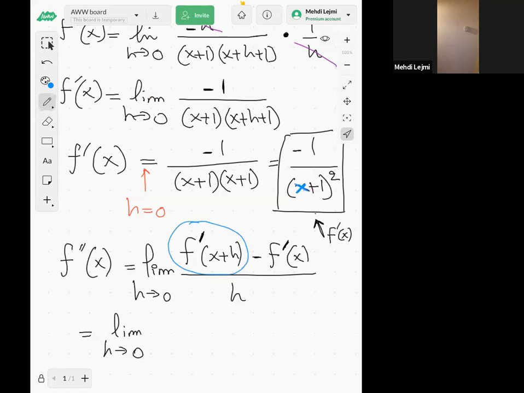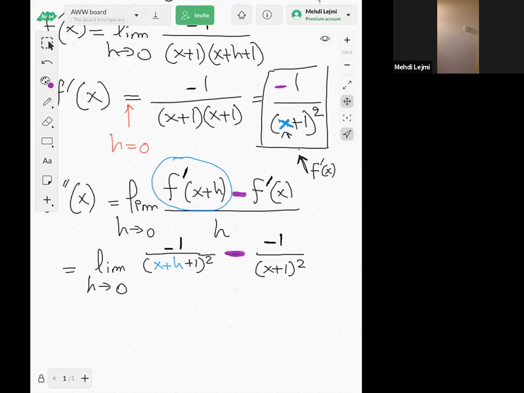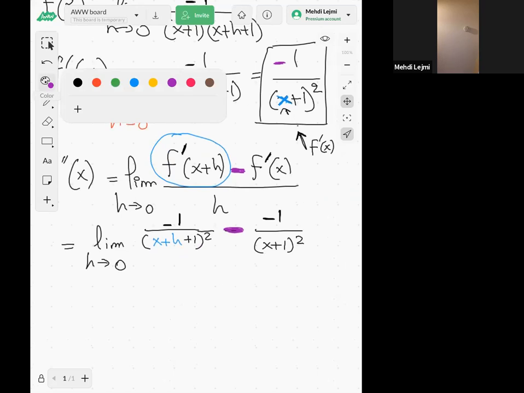So we're going to have x plus h plus one squared, right? So we're going to have negative one over x plus h plus one squared, and then minus f prime of x. So just be careful: f prime of x is negative, negative one over x plus one squared. There's this minus, here's my minus, and f prime has another minus. Anyway, this whole thing is over h.